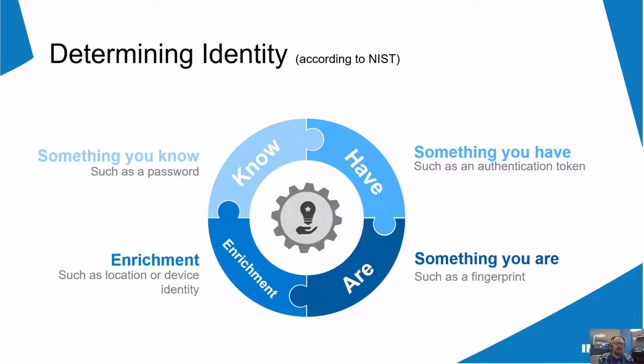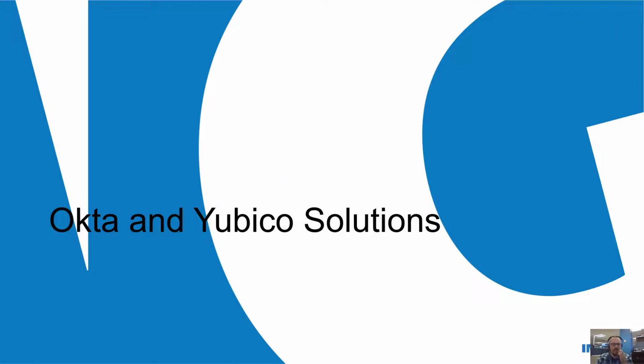And then there's, of course, enrichment factors. Enrichment factors don't count as factors for multi-factor authentication. They're more for adaptive multi-factor authentication, like Okta has: device, location, identity, usage patterns, that kind of thing. So that's determining identity per the NIST CSF. Let's talk about the Okta and Yubico solutions separately first here.